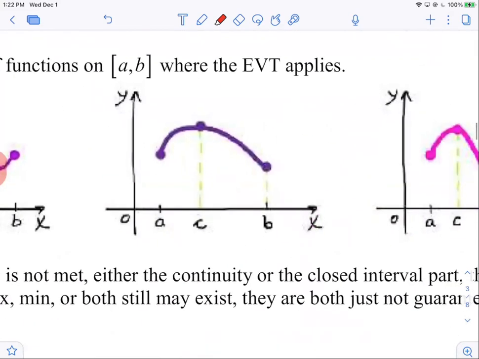Here's another function that's continuous on a closed interval. It has an absolute max on the interior at the critical value C, and it has an absolute min at the critical value that's an endpoint.